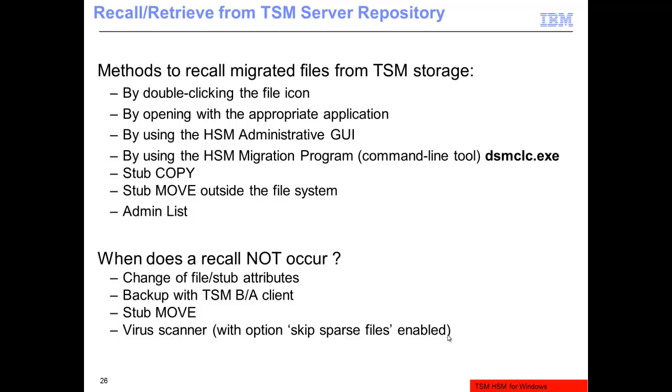This would be a good solution if you knew ahead of time that certain files would be needed in the near future. Now, a recall will not occur if you change the file or stub attributes, if you back that up with the TSM Backup Archive client, being the stub or the original file, if you do a stub move, or if specific virus scanners go and scan that stub file, as long as those virus scanners have the skip sparse file capability built into them.